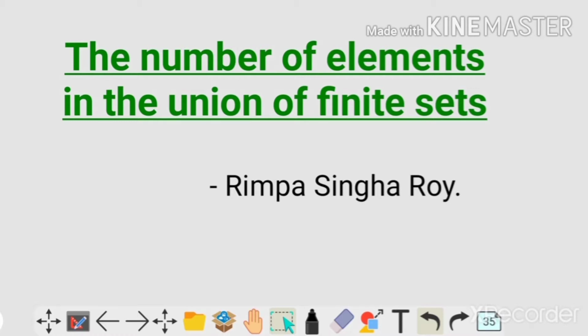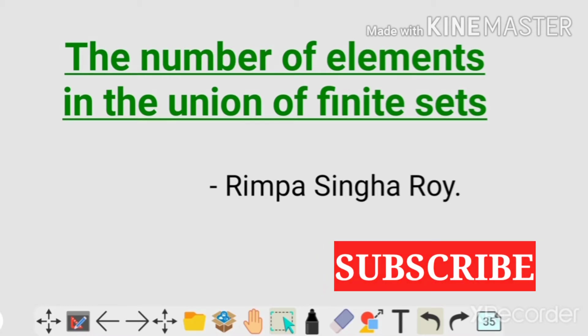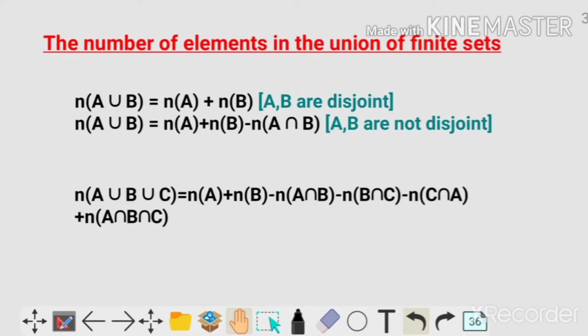Today we are going to discuss some formulas for the number of elements in the union of finite sets, and also apply these formulas to solve some problems. So without any further ado, let's get into the lesson. We're going to learn about the number of elements in the union of finite sets. Here the sets can be disjoint or not disjoint.